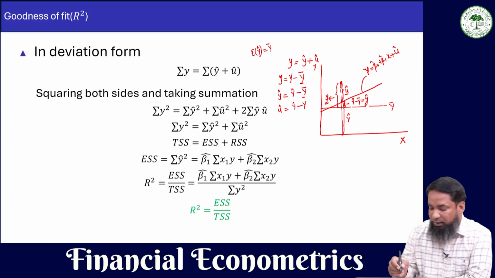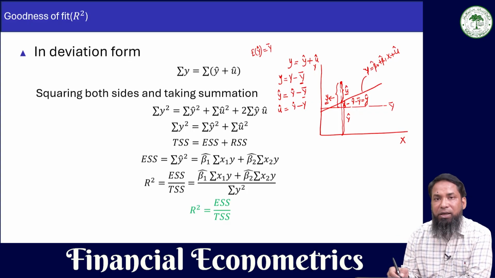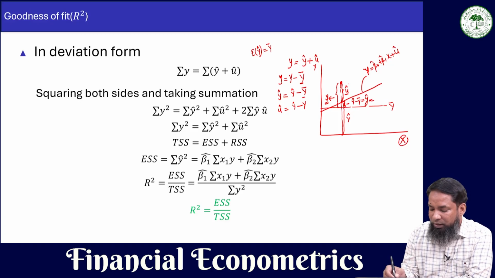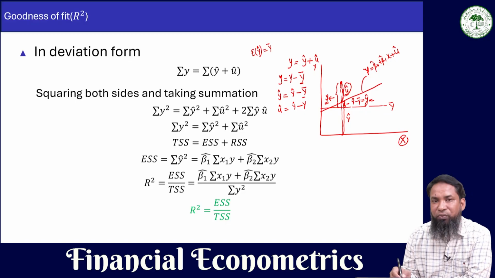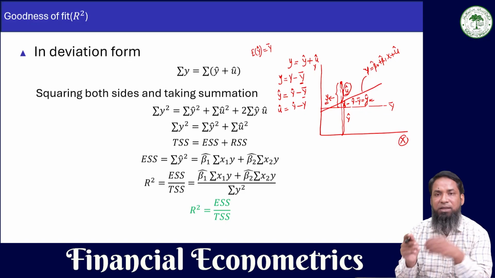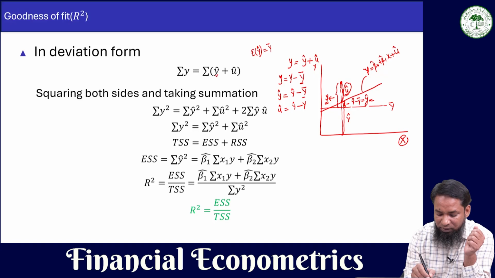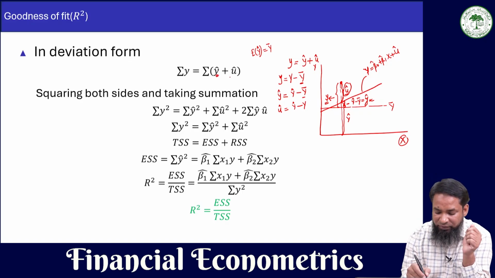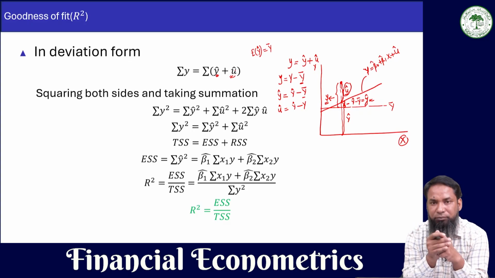That means this total variation we can write as the summation of the variation explained by the estimated regression, or explained by x, and another component which is not being explained. So the total variation in y is the sum of the variation explained by x, or the regression line, and the variation not explained by the regression line.